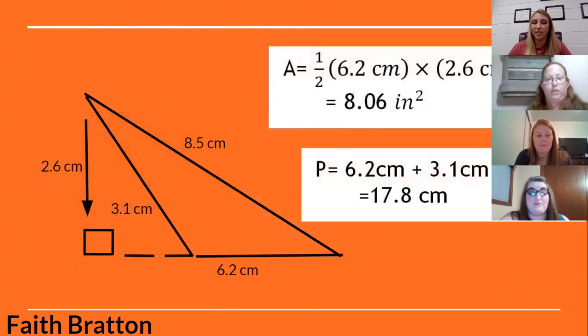This one we have the exact same one, but it's a little bit different because we're kind of missing out on our last height, which would be 2.6 for our formula of area, which is 1/2 base times height. So we're going to get 2.6 centimeters as our height because we drew out the dotted lines, as you can see, and we made it a right angle. And so we're going to get 8.06 inches squared. Always got to square it. And then for our perimeter, it will be 31.0 centimeters. You go back to the regular triangle, 6.2 and 8.5 to get 17.8 centimeters.